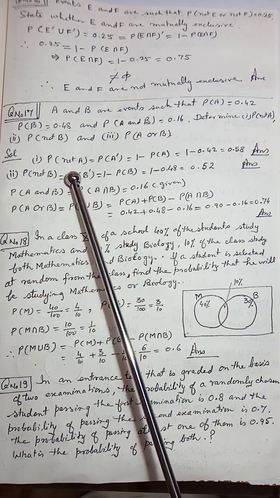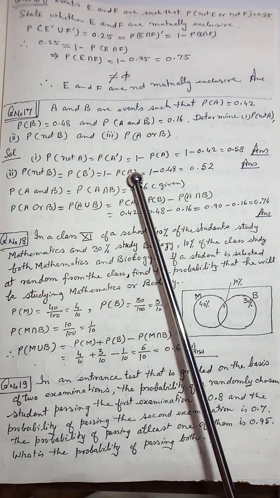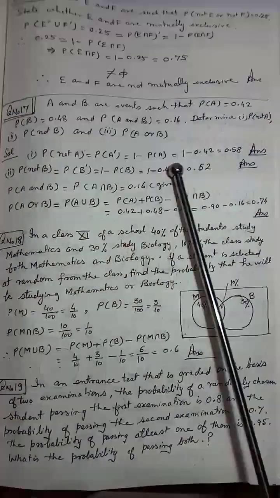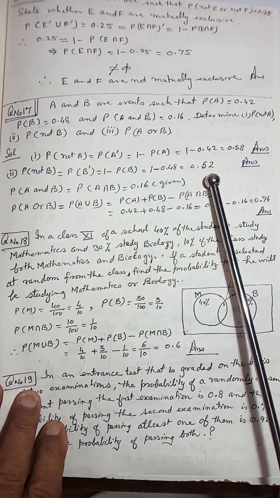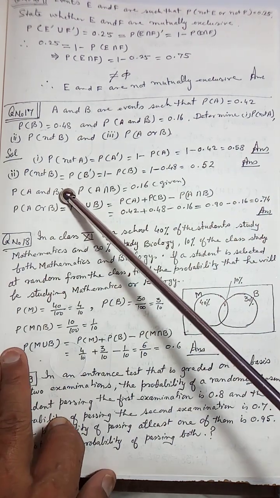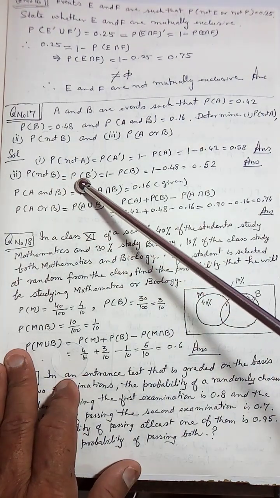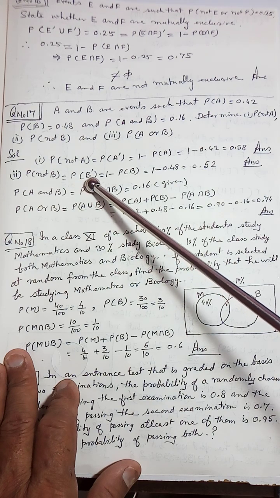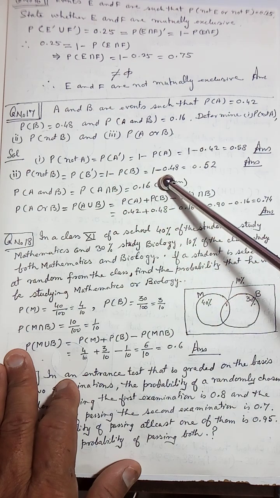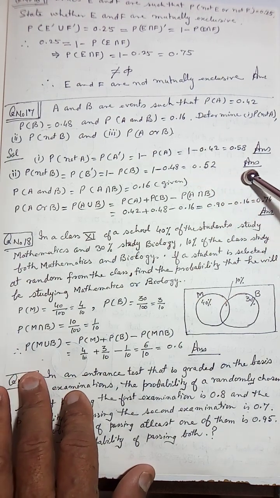Probability not A, that is probability of A dash, will be equal to 1 minus probability of A, and probability of A is 0.42, so 1 minus 0.42 will be equal to 0.58. This will be the answer. Now the second, the probability not B, that is probability of B dash, will be equal to 1 minus probability of B, that is 1 minus 0.48, which will be equal to 0.52, and it will be the answer.